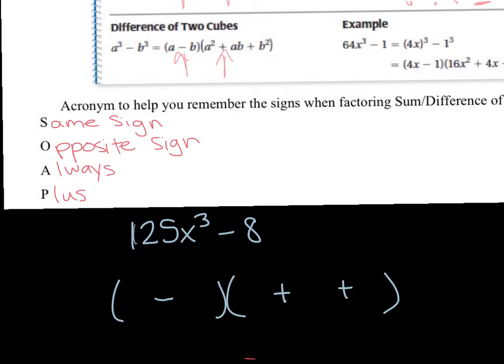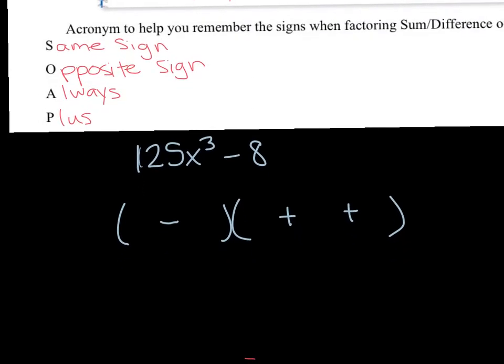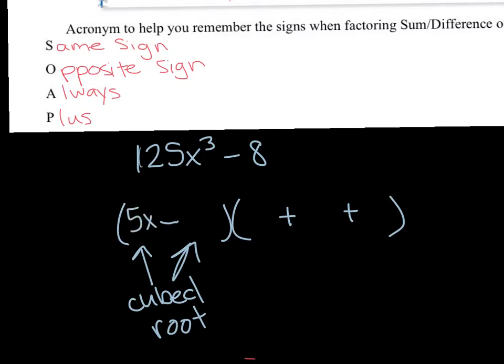So when we're doing this, we need to take the cubed root of both of these values. So what's the cubed root of 125 x cubed? 5x. What's the cubed root of 8? 2. Okay, now that we've found those two terms, 5x and 2 are our a and b.